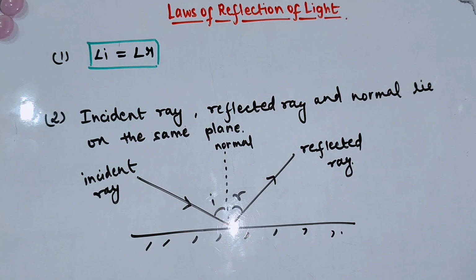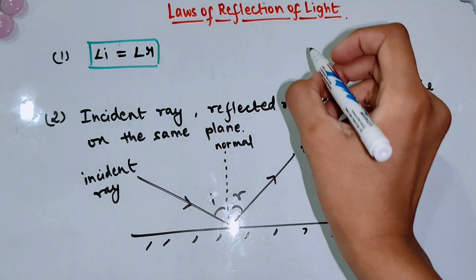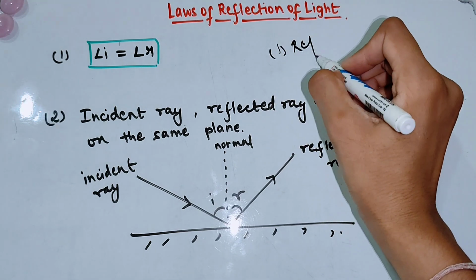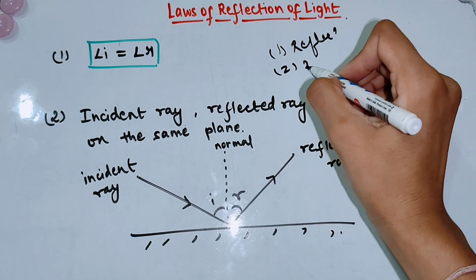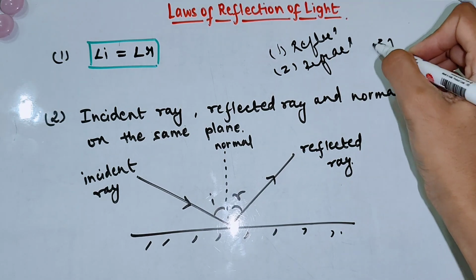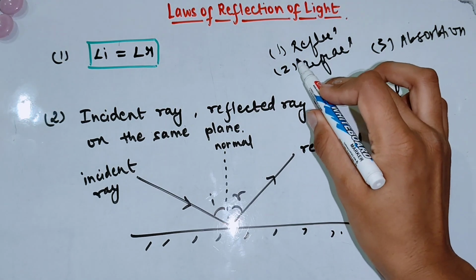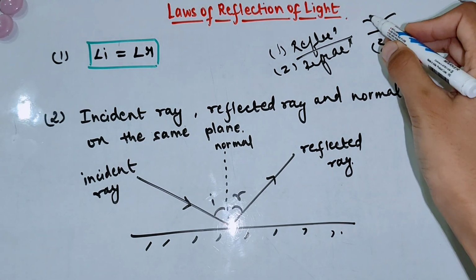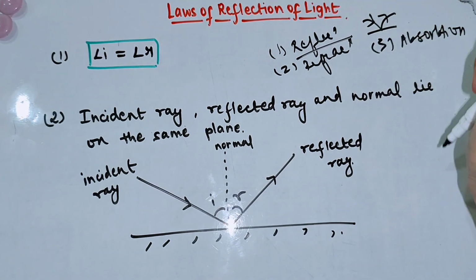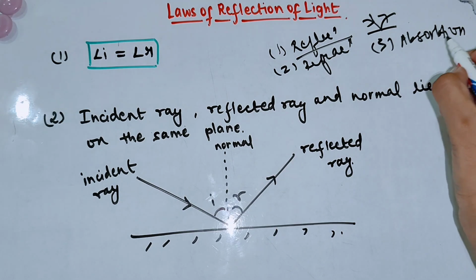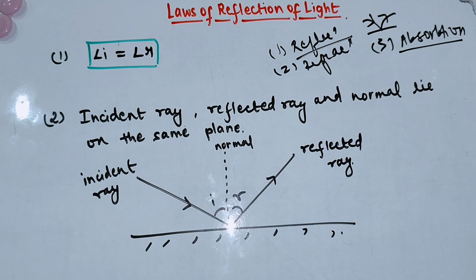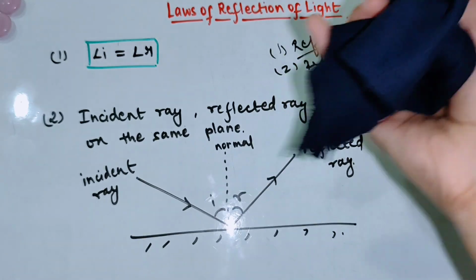Now let us understand the laws of reflection of light. When light falls on the interface of two different media, three phenomena occur. First is reflection, second is refraction, and the third is absorption. Reflection is, as we all know, bouncing back of light, and refraction is bending of light in the other medium, and absorption of light is, as the name suggests, that some light gets absorbed into the medium.